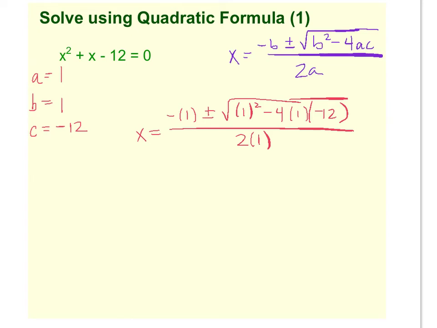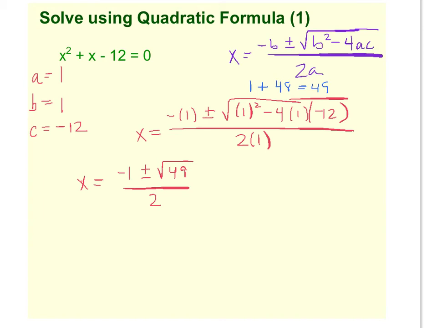I think the easiest thing to do is first get this number set right here. We want to figure out what goes underneath the square root. Sometimes I just write that above. 1 squared is 1. You want to treat this like a negative 4, so negative 4 times 1 times negative 12 is a positive 48. And then 1 plus 48 is 49. So when we keep writing this, we have negative 1 plus or minus the square root of 49 over 2.